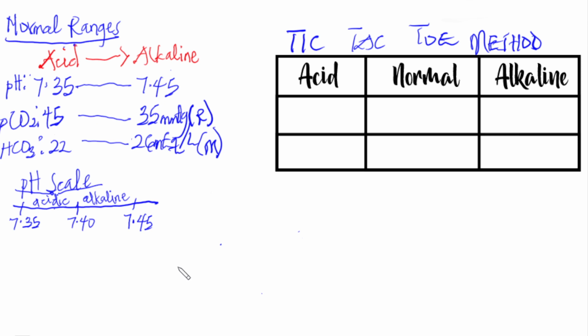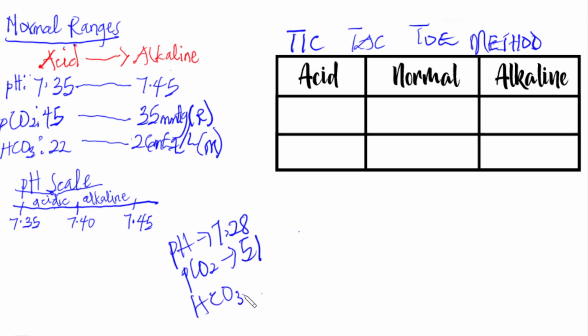So for my first example, let's say you're being given results. The person has a pH of 7.28, a partial pressure of carbon dioxide of 51, and bicarbonate levels of 24. Now let's fill our table. The pH is 7.28. From our normal ranges, it's less than 7.35, meaning it's acidic. So you place pH in the acidic column.